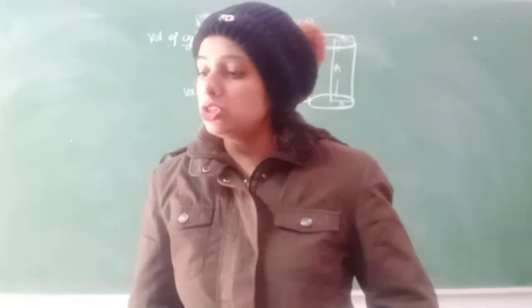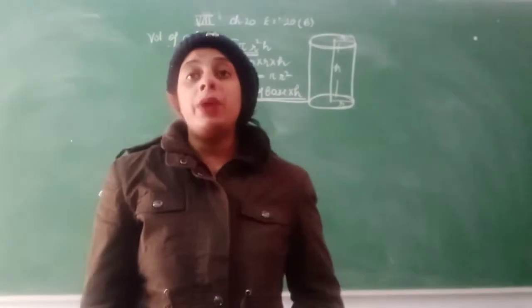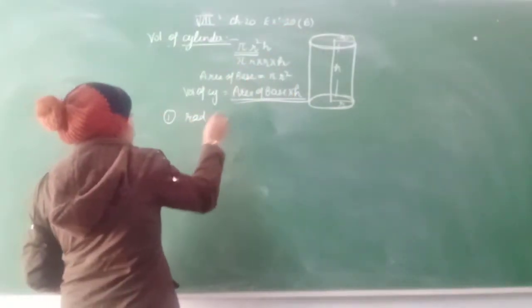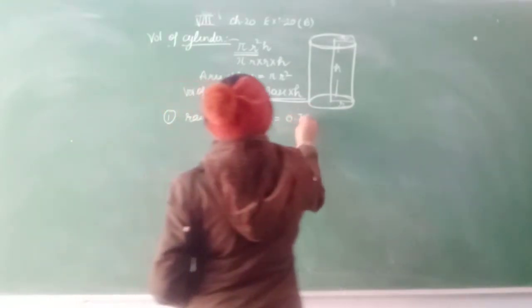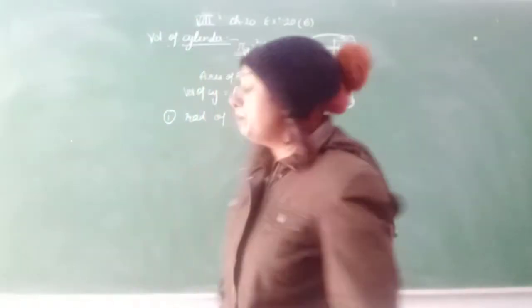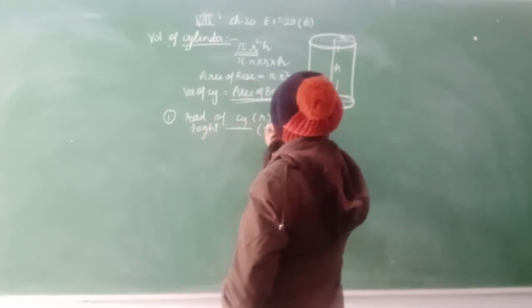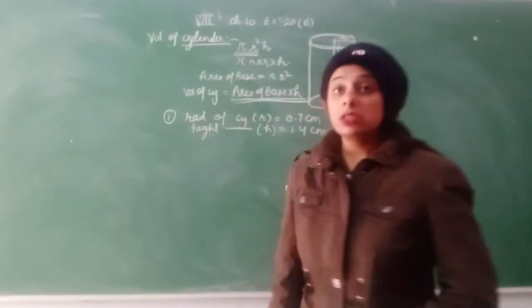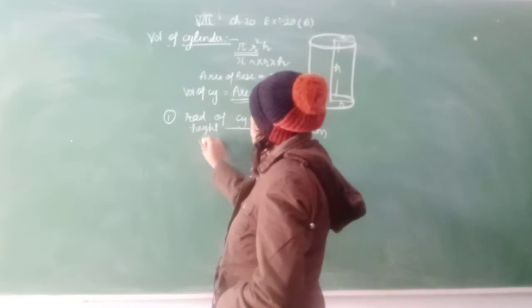Now I will proceed to the first question of exercise 20A. What is your first question? Find the volume of the cylinder whose radius is 0.7 centimeter. The radius of the cylinder, that is R, is 0.7 centimeter and the height, that is H of the cylinder, is 1.4 centimeter. So you have to find the volume of the cylinder.